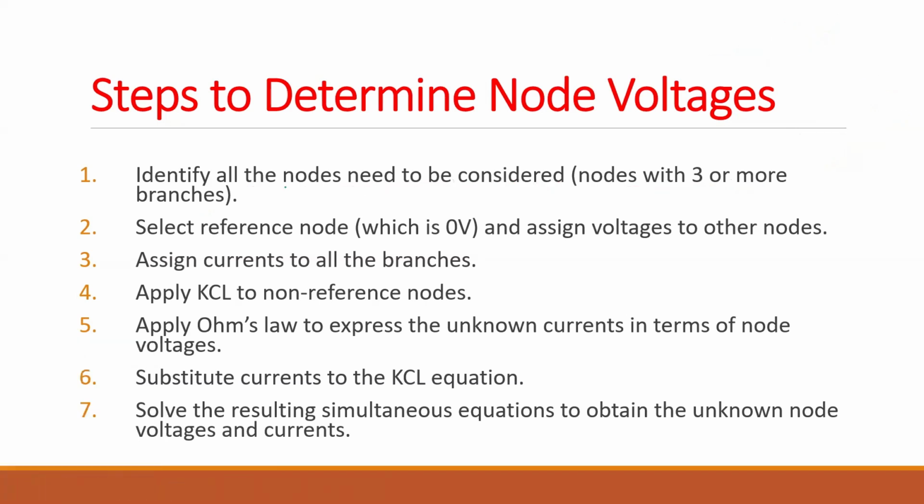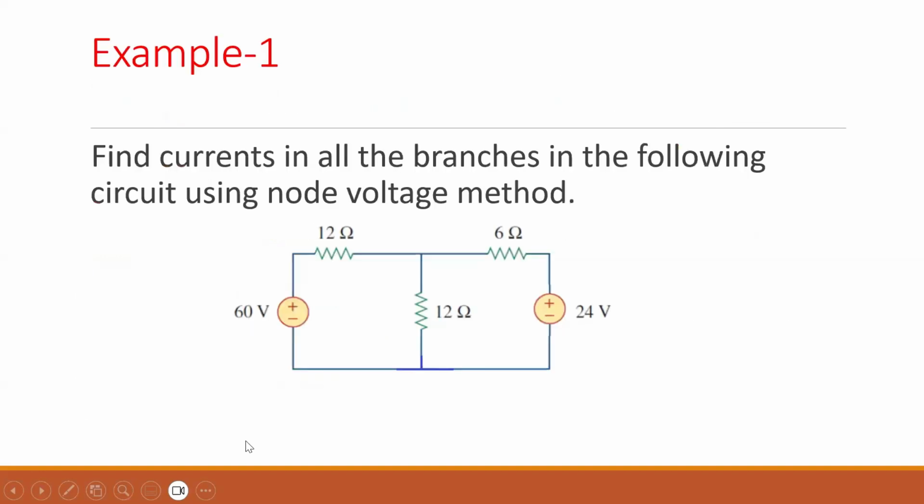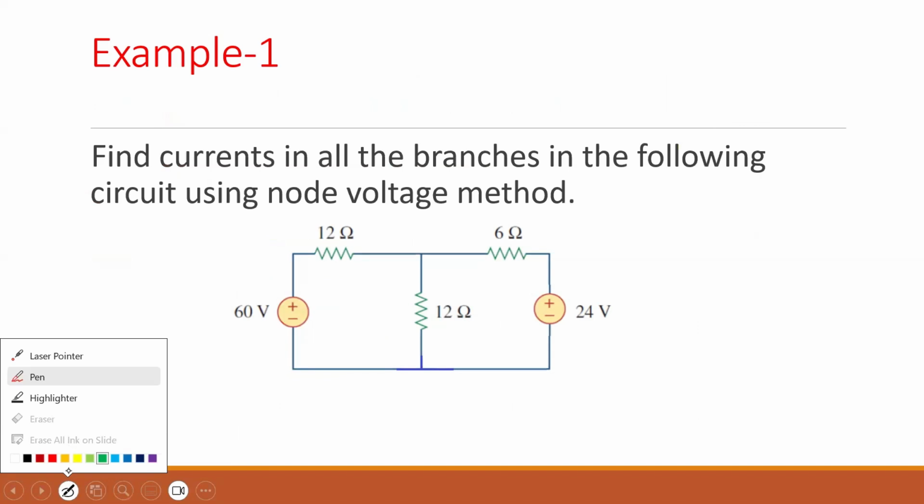So first thing is identify the nodes. Second is select a reference node. We consider one node as the reference point, and we consider that as our earth or zero voltage. Then assign currents to all the branches, apply KCL to the non-reference nodes, apply Ohm's law, then substitute currents into the KCL equations. I'm going to show these 7 steps, so don't worry. These 7 steps we use to find the unknown currents. Let's take an example and see how we can use the node voltage method.